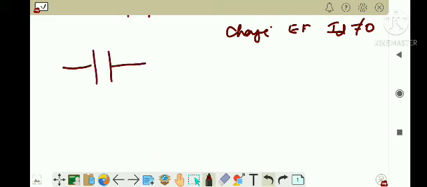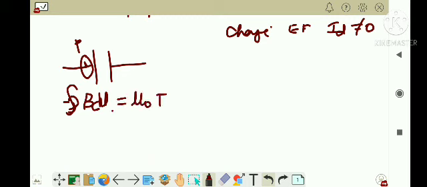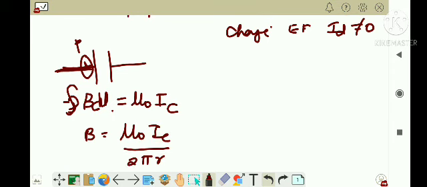We are taking the same example, right? Here, the Ampere law. This is the point P. Remember, it was integral B dot dl, which is mu 0 I. Here, it is outside the capacitor, so I'll write I_C. So B is equal to mu 0 I_C by 2 pi r, right?